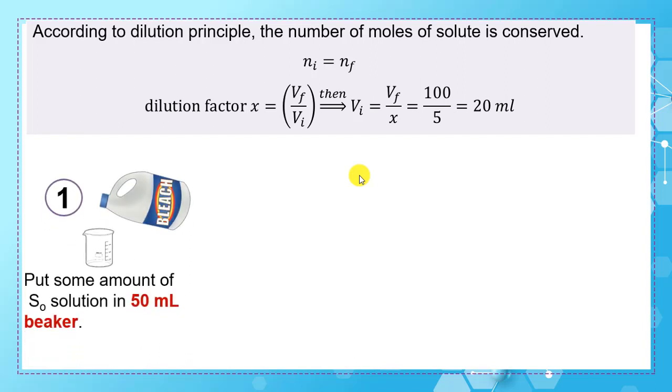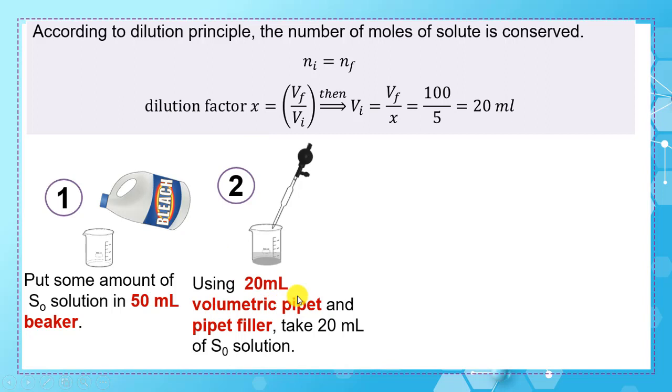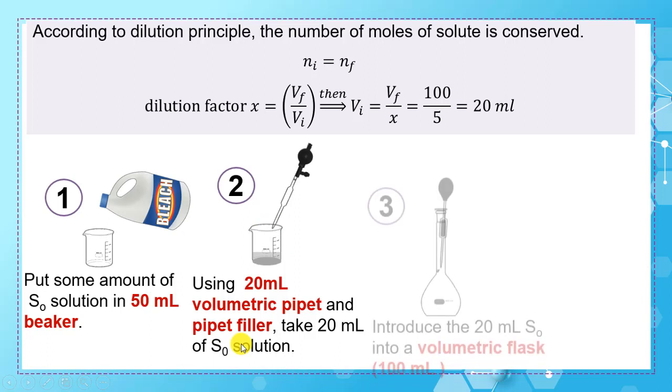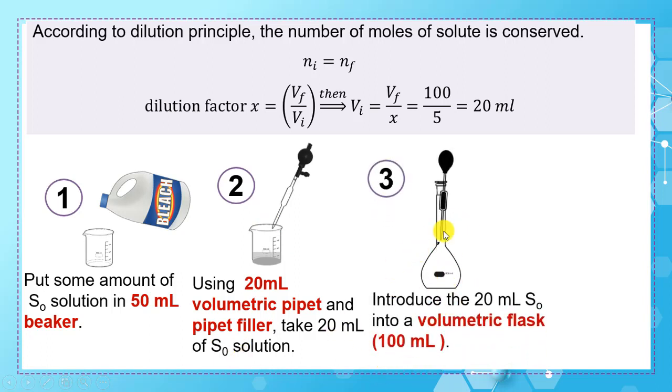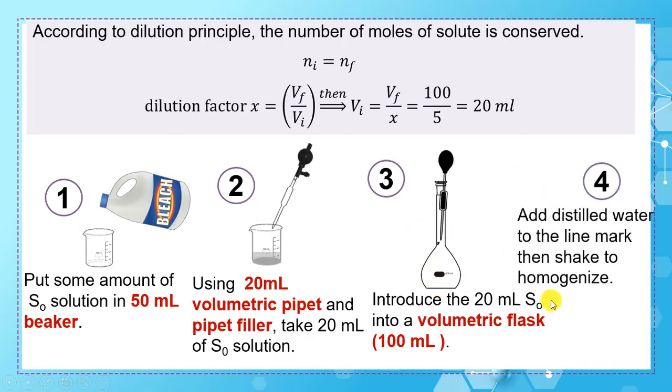So we put some amount of the solution S0 in a 50 ml beaker in order to withdraw from this beaker the 20 ml volume. Using a 20 ml volumetric pipette and pipette filler, we take 20 ml of solution S0 and then we introduce them into a 100 ml volumetric flask. We add distilled water to the gauge mark and then we shake to homogenize.